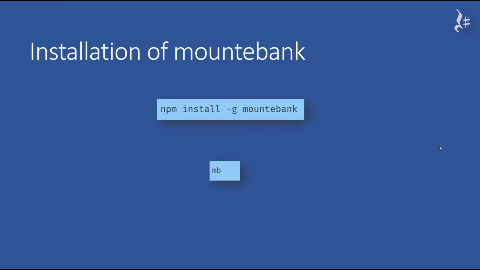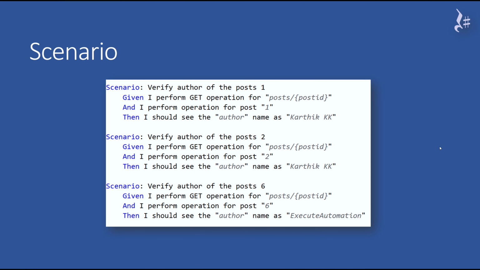And the scenario for the test that we are going to be executing is going to look something like this. As you can see, it says verify author of the post 1, and verify post 2, where I'm expecting the author name to be Karthik KK, and I'm going to verify for the post 6 for the author name to be executeautomation. So you can see these are the data which I expect the server to return to me for a given post ID.